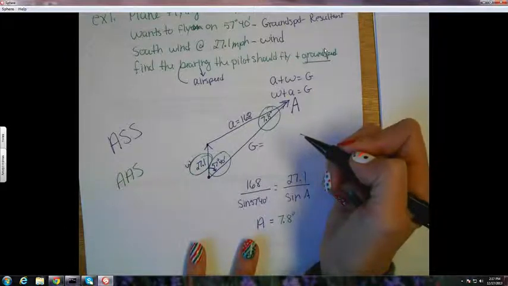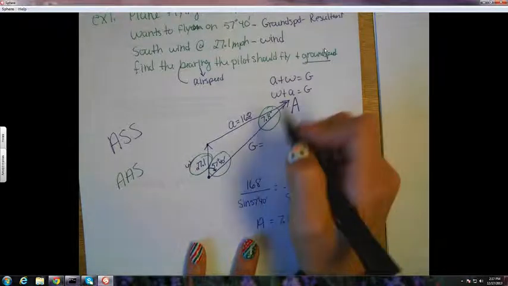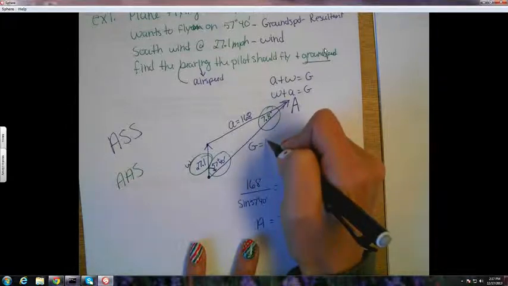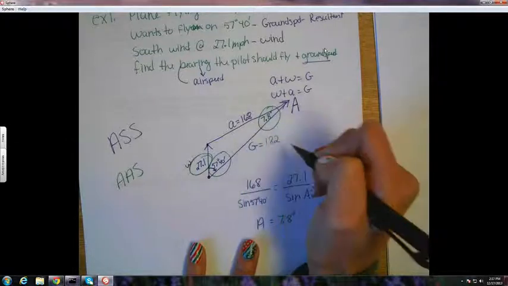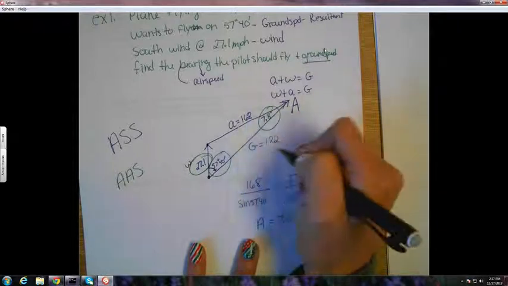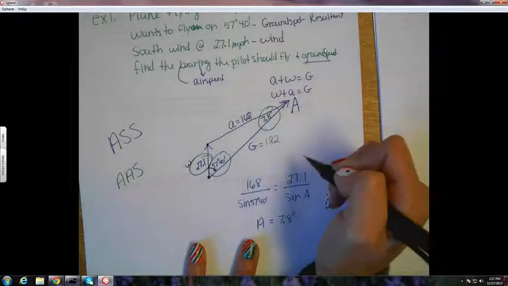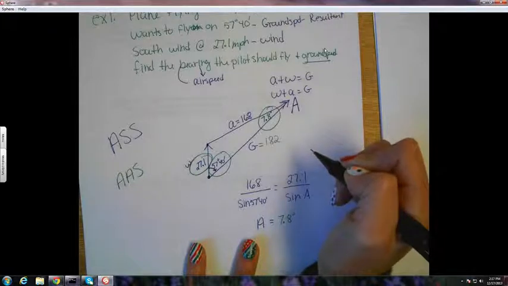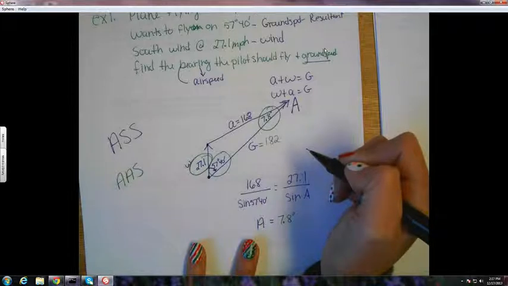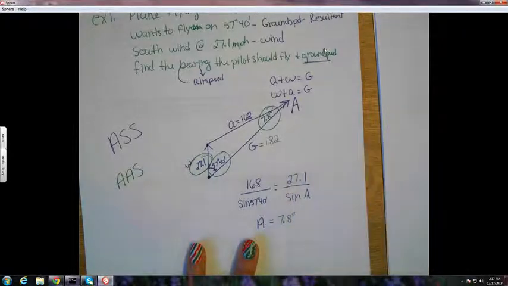What do you got? 182? Yeah, I got 181.6. 181.6 is 182. Do you get a different answer if you use a different program? Yes. If you use the 168, everything's going to be just kind of close because of rounding. But this is good enough. So like if you use angle, side, angle, never mind, you can't use angle, side, angle. Figure that out. Okay, good.